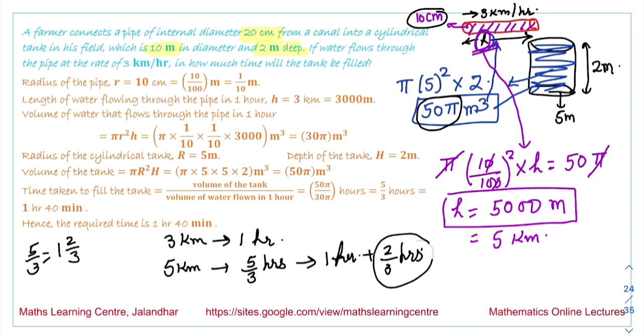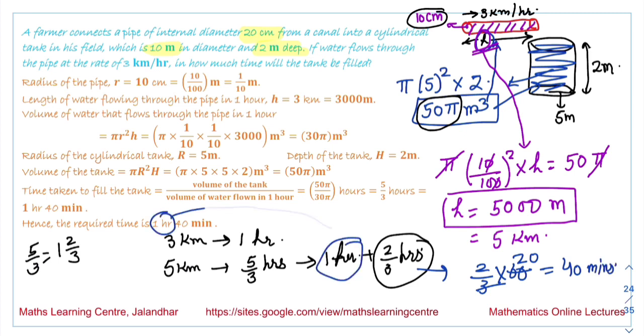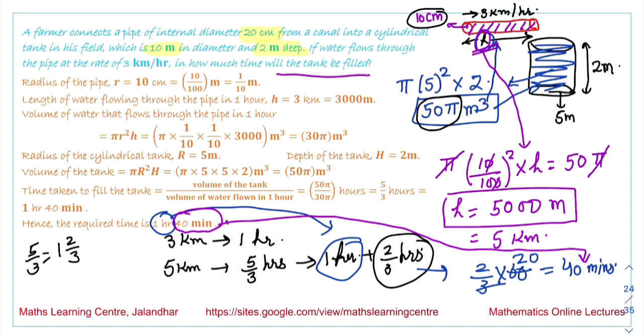So what is this 2 by 3 hours? When we look at this value 2 by 3 hours, if we multiply it with 60, the answer we are left with is 40 minutes. So the final answer we are getting is 1 hour and 40 minutes. We are saying the final answer we will get is 1 hour and 40 minutes. That is, this is the time required to fill this tank.